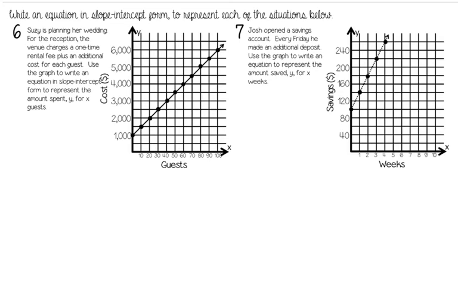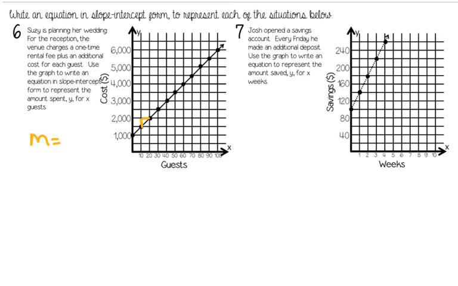Okay, so let's look at some word problems here. Susie is planning her wedding for the reception. The venue charges a one-time rental fee plus an additional cost for each guest. Use the graph to write an equation in slope-intercept form to represent the amount spent, y, for x guests. So this is just telling us we have to find our slope. We can choose any 2 points. Now notice that we like to read this as 1 over 1. But when we have a problem with actual different numbers, we need to follow that.